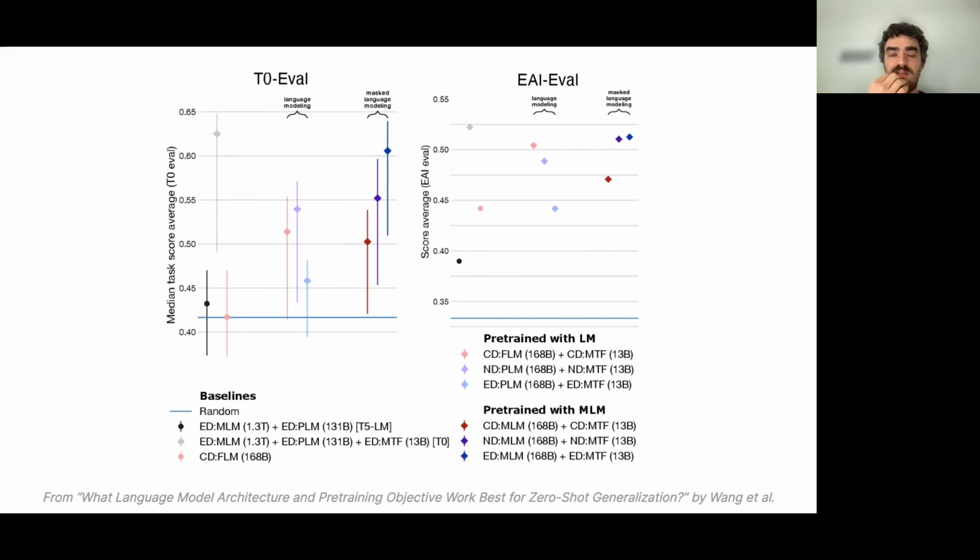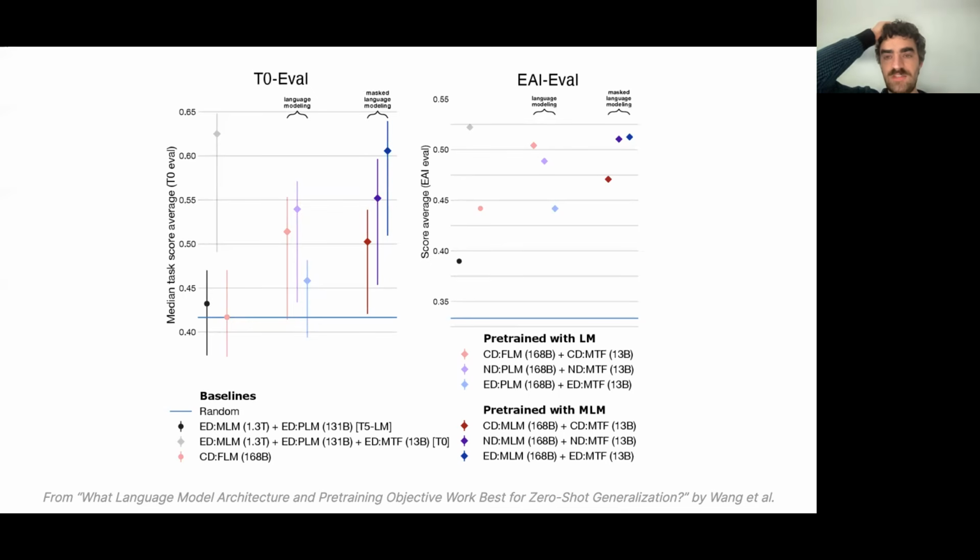So one thing I'll just quickly point out is that if you look at the pink dots, the causal decoder model trained with full language modeling, if you take that model and perform multitask fine-tuning, it significantly outperforms the pink circle and the baseline model. Okay, so in both cases, you get a big boost from doing multitask fine-tuning on the causal decoder model.